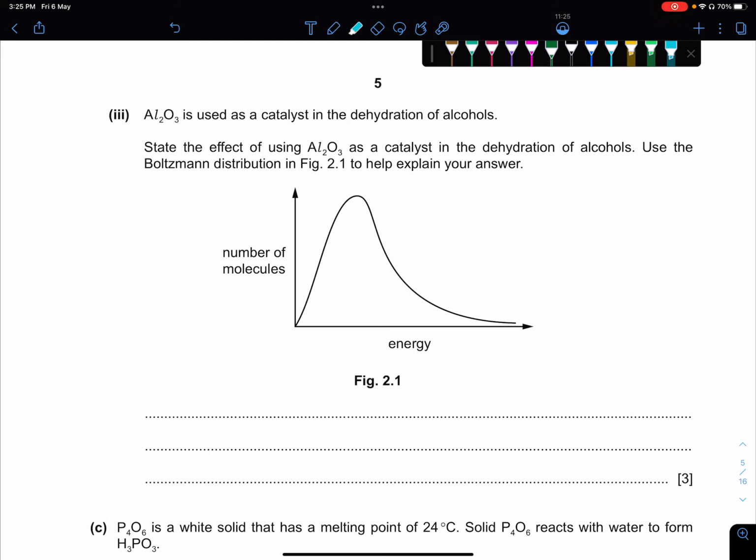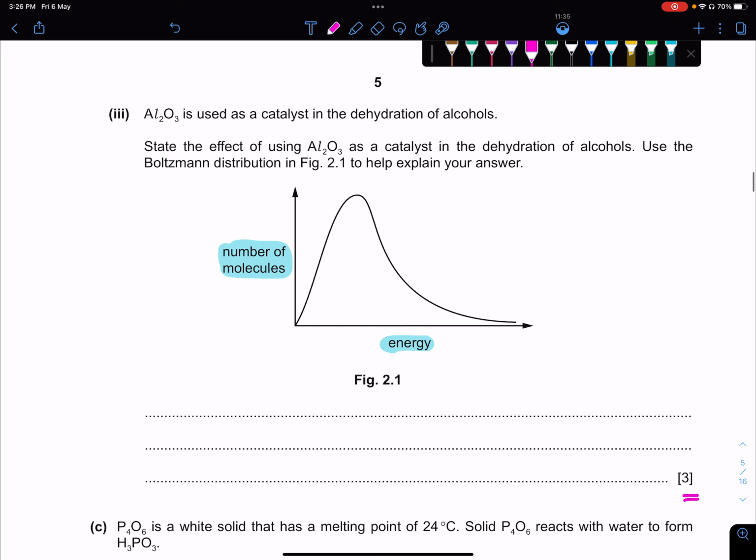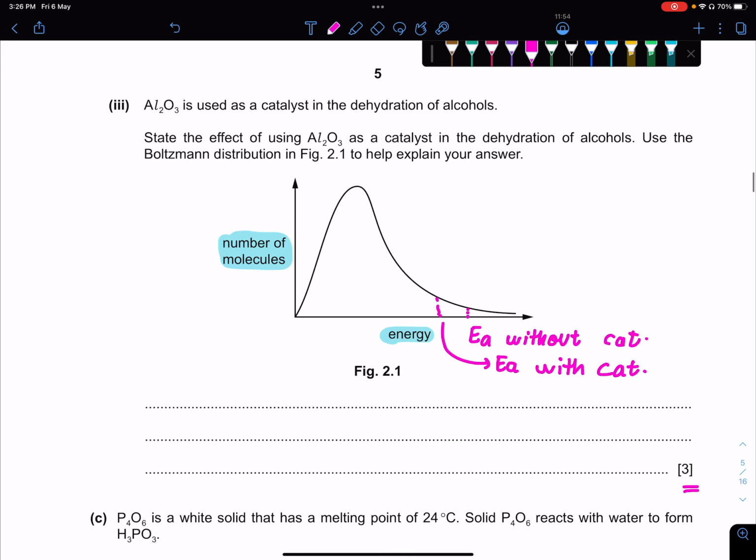Okay, so we know the Boltzmann distribution curve has number of molecules on the y-axis and the energies on the x-axis. We're gonna use this diagram to obtain these easy 3 marks. So how we're gonna do that? For example, let's label it EA without catalyst, and let's say this is EA with catalyst, reduced, right? Catalyst reduces activation energy, right? So you get 1 mark for this.